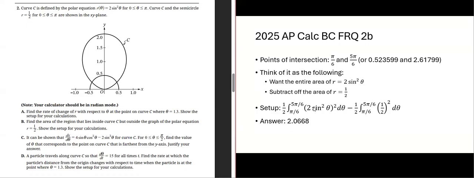Put this in your calculator. So that's why, as I said, you should put this as like R1, this is R2, so it's easier to type in, and you should get 2.0668.